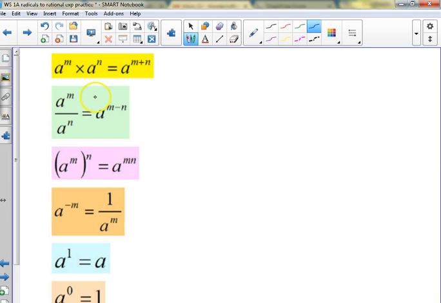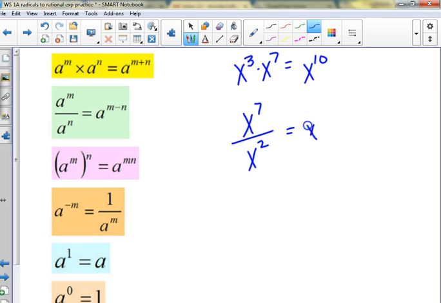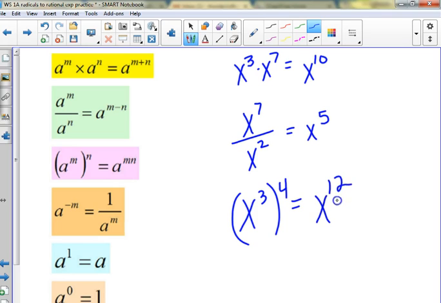I hope these look familiar. If you have x to the 3rd times x to the 7th, you get x to the 10th. If you have x to the 7th over x squared, it simplifies to x to the 5th. Are we good? If you have x cubed to the 4th, what do you do with those? Multiply.